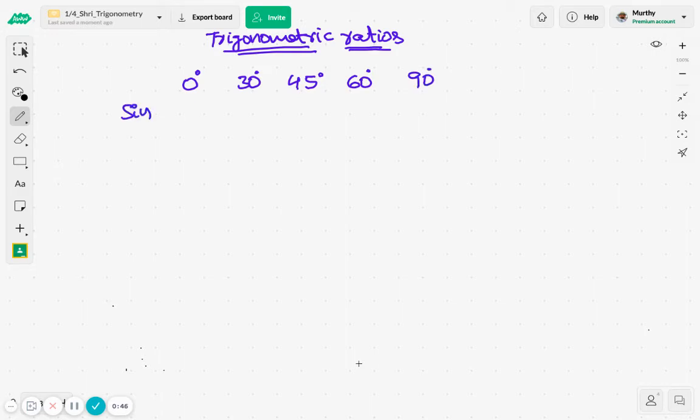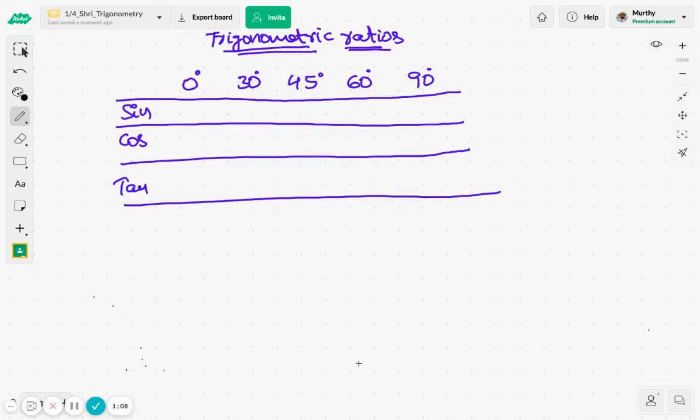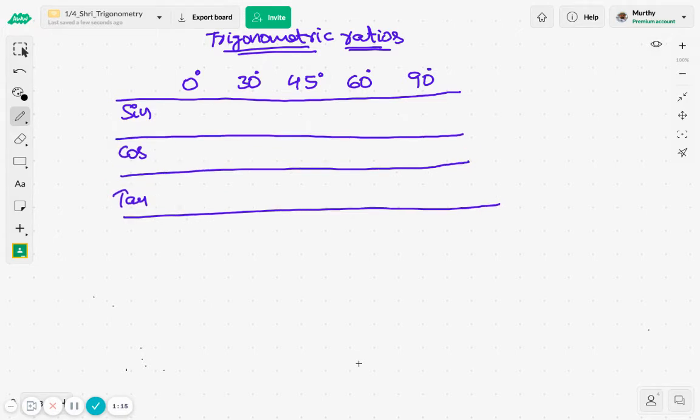Not only sine values, even cosine, I'll say cos 0, let me draw a line here. Let me move this one a little down. Maybe here. Then tan values. So first I'll explain only the sine part, then I'll explain how to remember the cos values and tan values too.